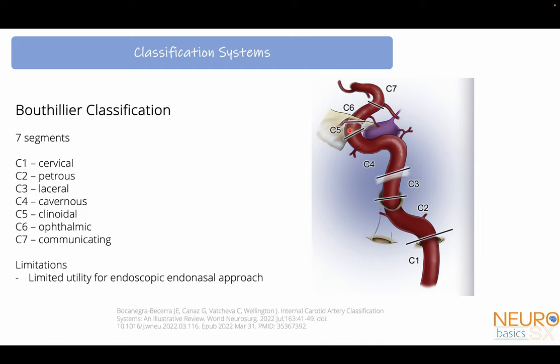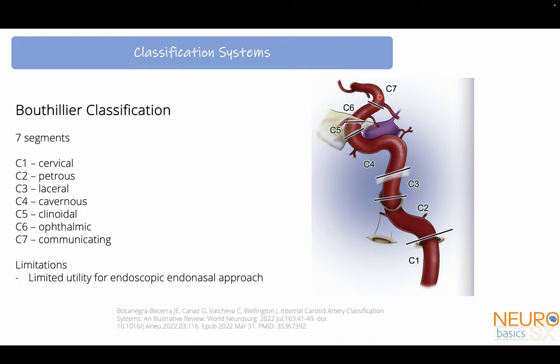The most commonly used classification system is the Bouthillier classification system, which has seven segments. This includes the cervical segment, the petrous segment, the segment overlying the foramen lacerum, that's the lacerum segment, the cavernous segment, the segment medial to the clinoid process, that is the clinoidal segment, the segment between the ophthalmic and the communicating, that's the ophthalmic segment, and the segment after the communicating artery, that is the communicating segment.